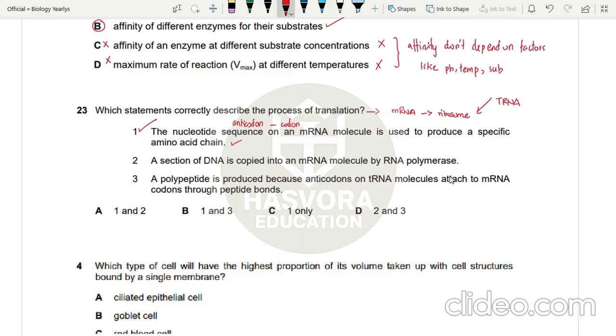Second says a section of DNA is copied into mRNA molecule by RNA polymerase. This is incorrect because it is talking about transcription, where a template strand is used to produce a complementary mRNA molecule. Third says a polypeptide is produced because anticodons on tRNA molecules attach to mRNA codons through peptide bonds. This is incorrect. They are bonded through hydrogen bonds. So 1 will be the only option. So C is the correct answer.